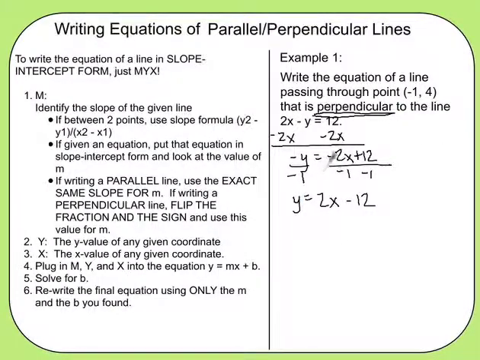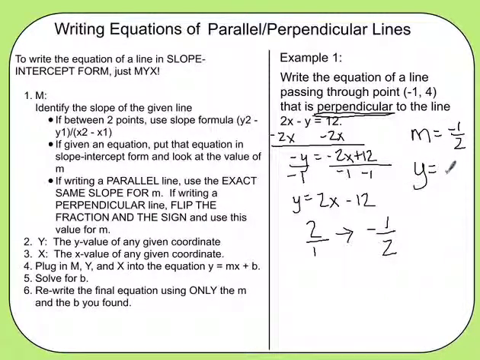Alright, so now to identify m. This is why I underlined perpendicular. For a perpendicular slope, if the given slope is 2, I need to do the opposite reciprocal. This is 2 over 1. The opposite reciprocal would be negative 1/2. Flip the fraction and flip the sign. So the slope that I'm looking for is negative 1/2. I want the perpendicular slope.